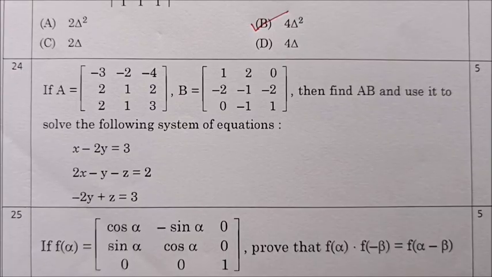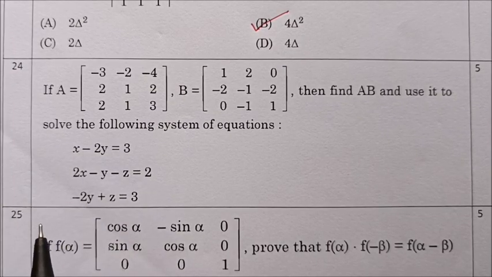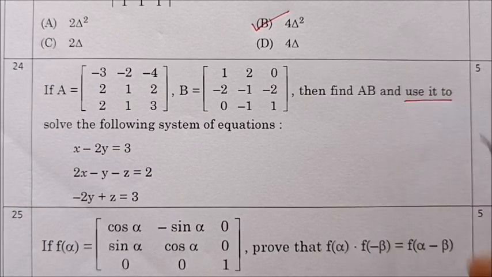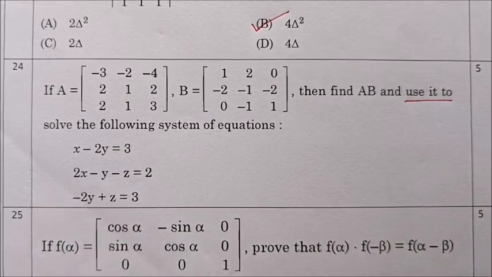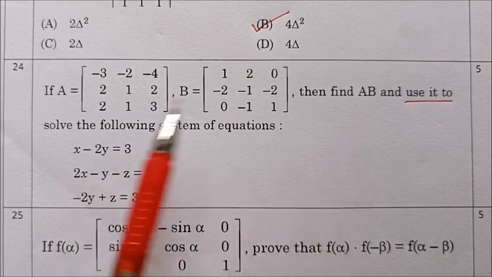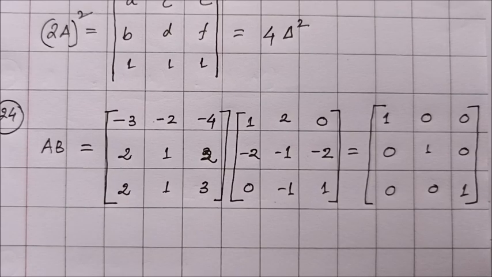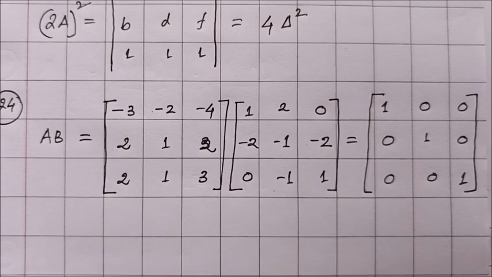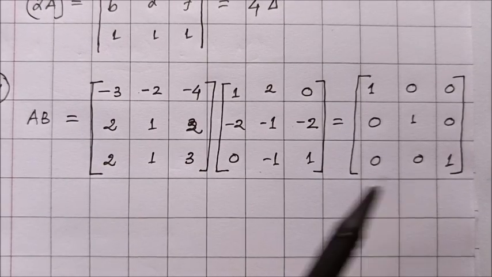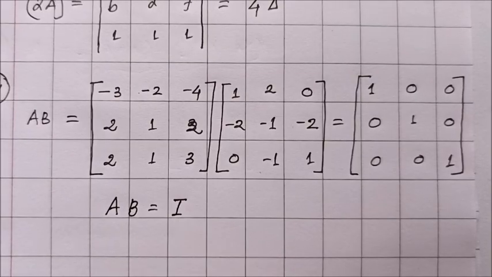Question number 24. This is also a solution of system of equations, but the approach will be a little different here, because we use it to solve the following system of equations. This is what they have given us. That means first of all we have to find the product AB. Let's do it. We have taken the product AB and the output is the identity matrix here. So if it is so, we can write down AB equal to I.